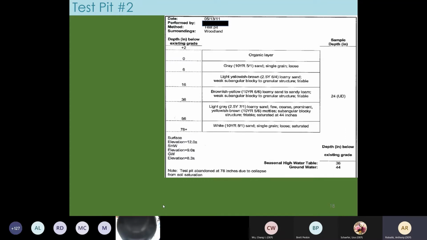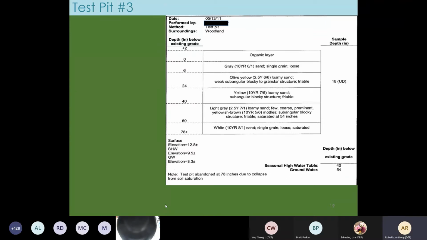This is test pit number 2. Looking at it, it's pretty similar to the first one. You have sand, then loamy sand, and then start to see some mottling. They took their sample in the loamy sand to sandy loam layer, which again appears to be the most hydraulically restrictive layer, so that's good. And we can see here that the mottling happens in this one actually a little deeper than the previous one. It's at an elevation of 9 rather than 9.5.